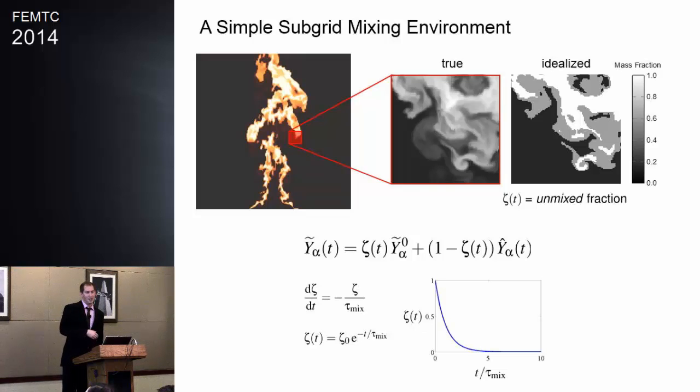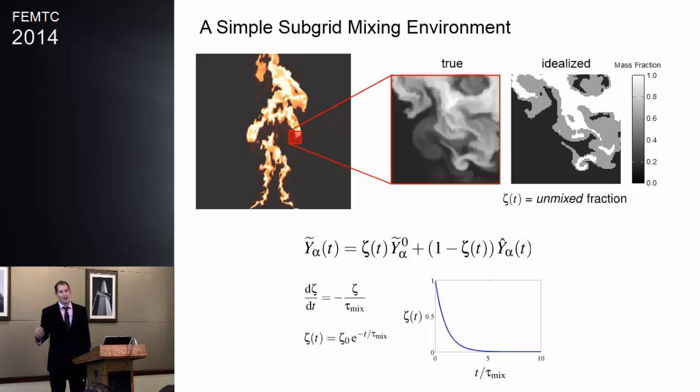And what it says is that over time, everything is going to go from unmixed to mixed. This pretty much follows the interaction by exchange with mean mixing model. And so this top equation here is really just telling you what the composition is in the cell. Everything on the left-hand side, the zeta of t, y tilde 0 of alpha, is everything in the unmixed state. And on the right-hand side, everything is in the mixed state. So it's a combination at any given time of the mixed and unmixed state in the cell.